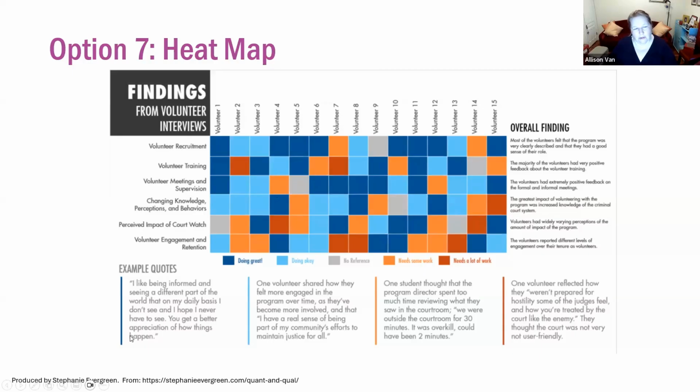Here's an example quote around doing great. Here's an example quote around doing okay. Here's one around needing some work. Here's one around needing a lot of work. You have a summary of 15 probably pretty extensive interviews, all in half of a page. And it's visually appealing. So this won me over pretty quickly.